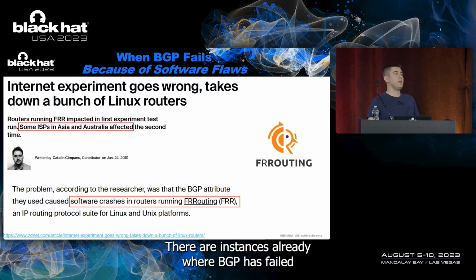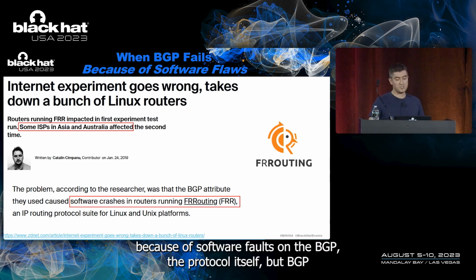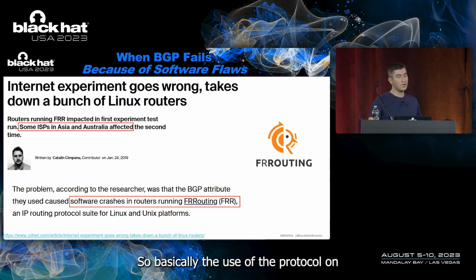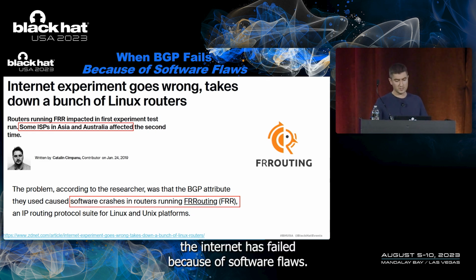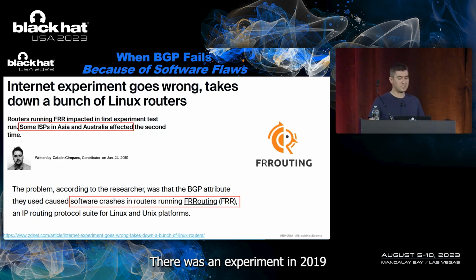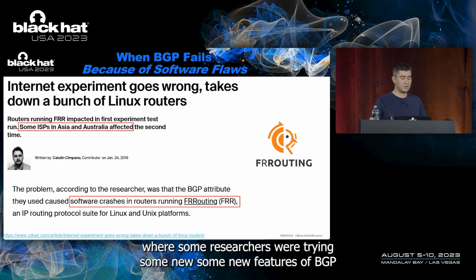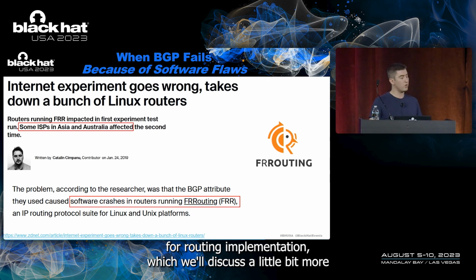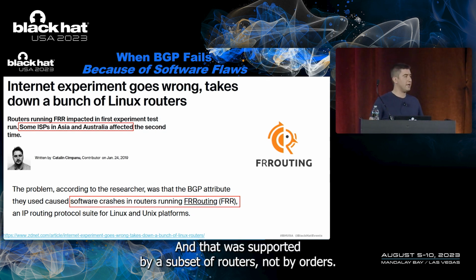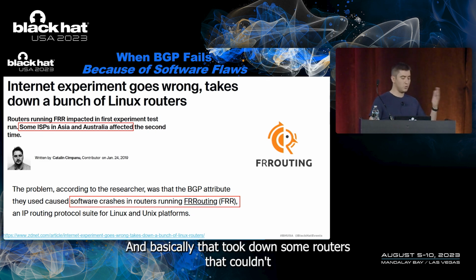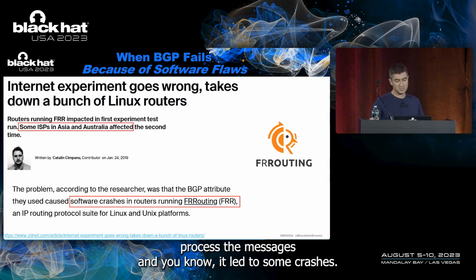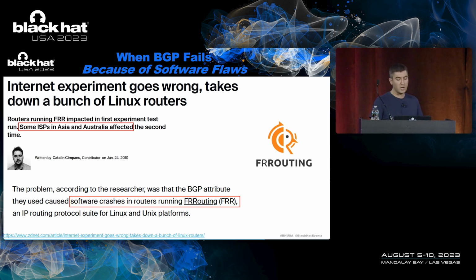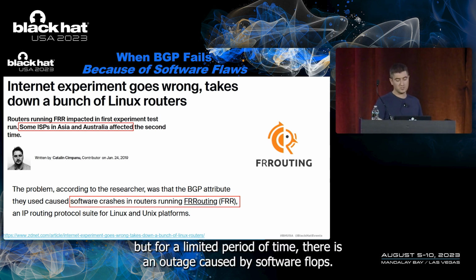There are instances already where BGP has failed because of software flaws. So not BGP the protocol itself, but an implementation of BGP, so basically the use of the protocol on the internet has failed because of software flaws. There was an experiment in 2019 where some researchers were trying some new features of BGP that were not supported, and they were using the FRR implementation, which we'll discuss a little more in the rest of this presentation. That was supported by a subset of routers, not by others, and basically that took down some routers that couldn't process some messages, and it led to some crashes. Of course, in the end, the internet recovers and things go back to working, but for a limited period of time, there is an outage caused by software flaws.